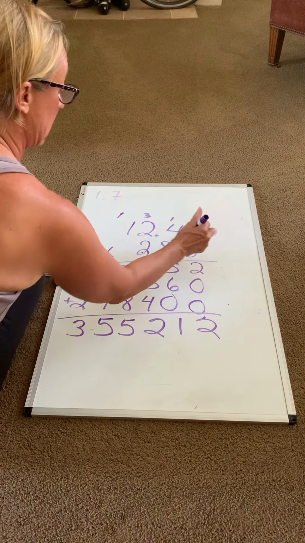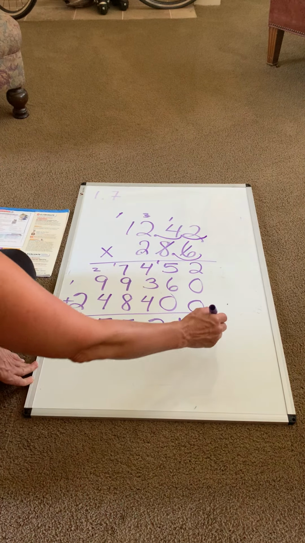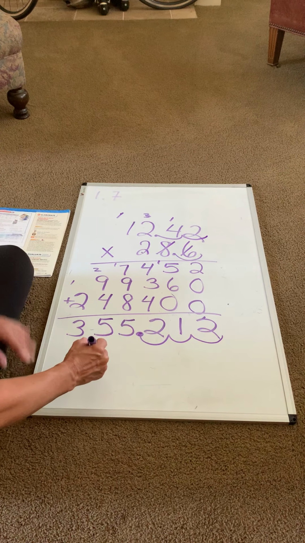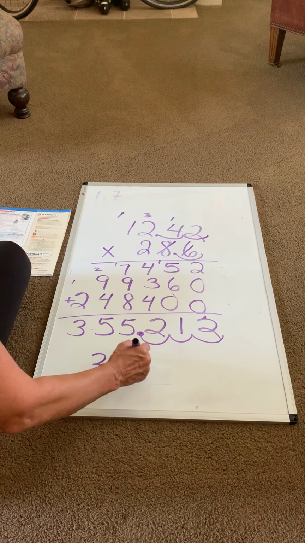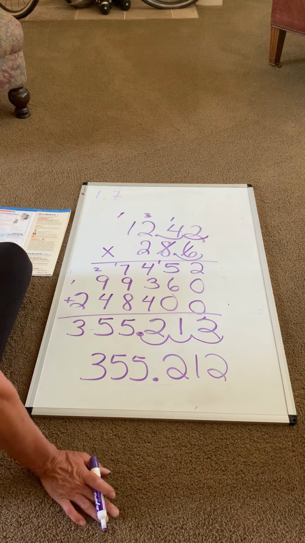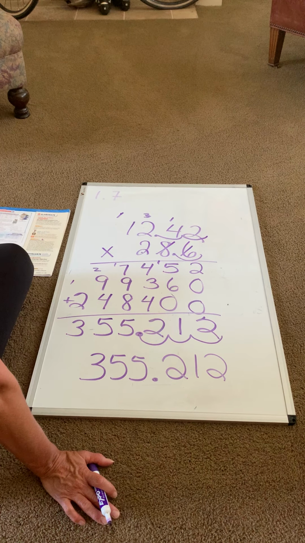I come back up here. I count over. 1, 2, 3. I come down to my product. 1, 2, 3. So my product is 355 and 212 thousandths. So that's just another example of how to multiply decimals.